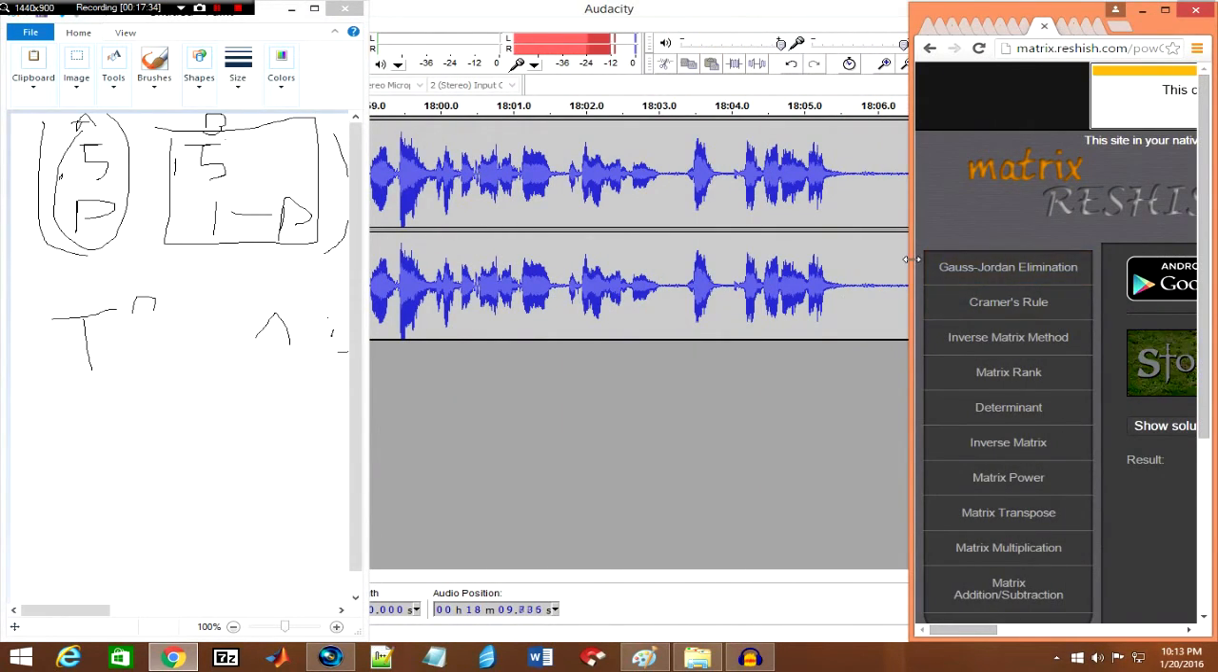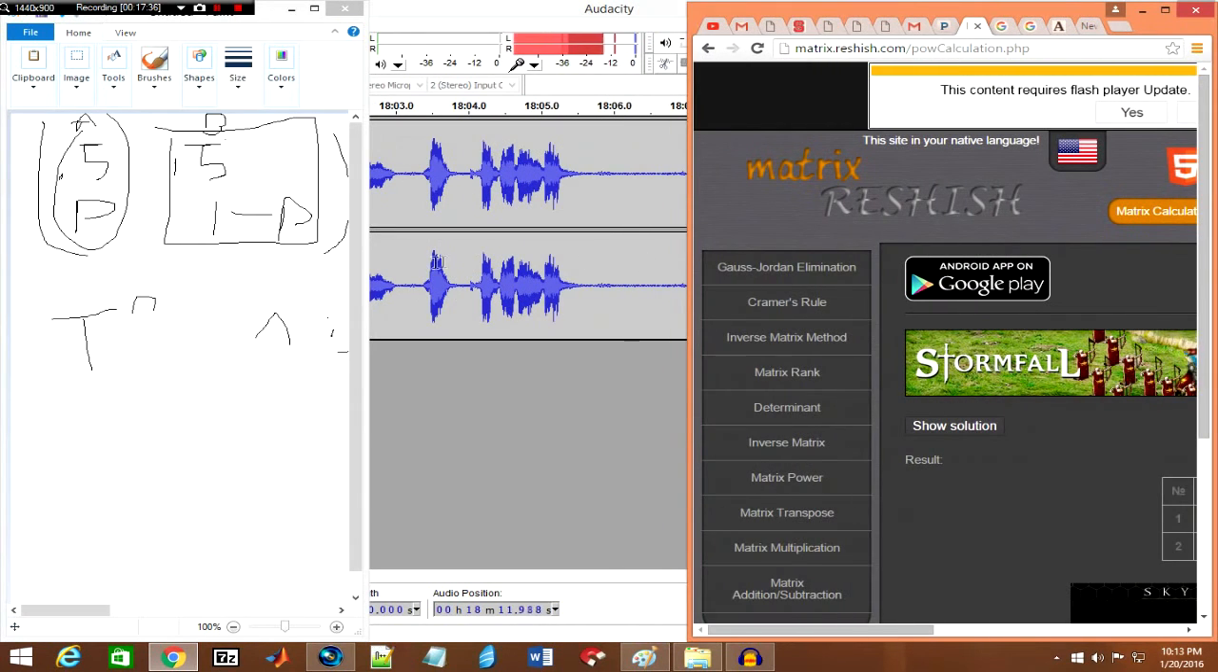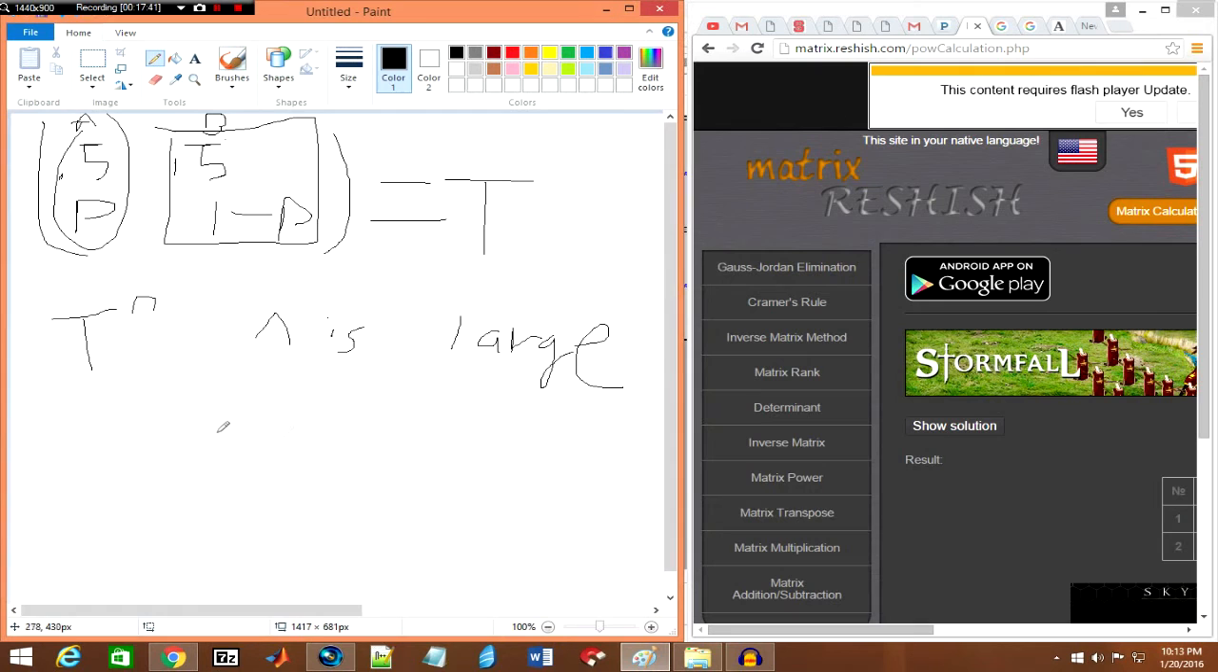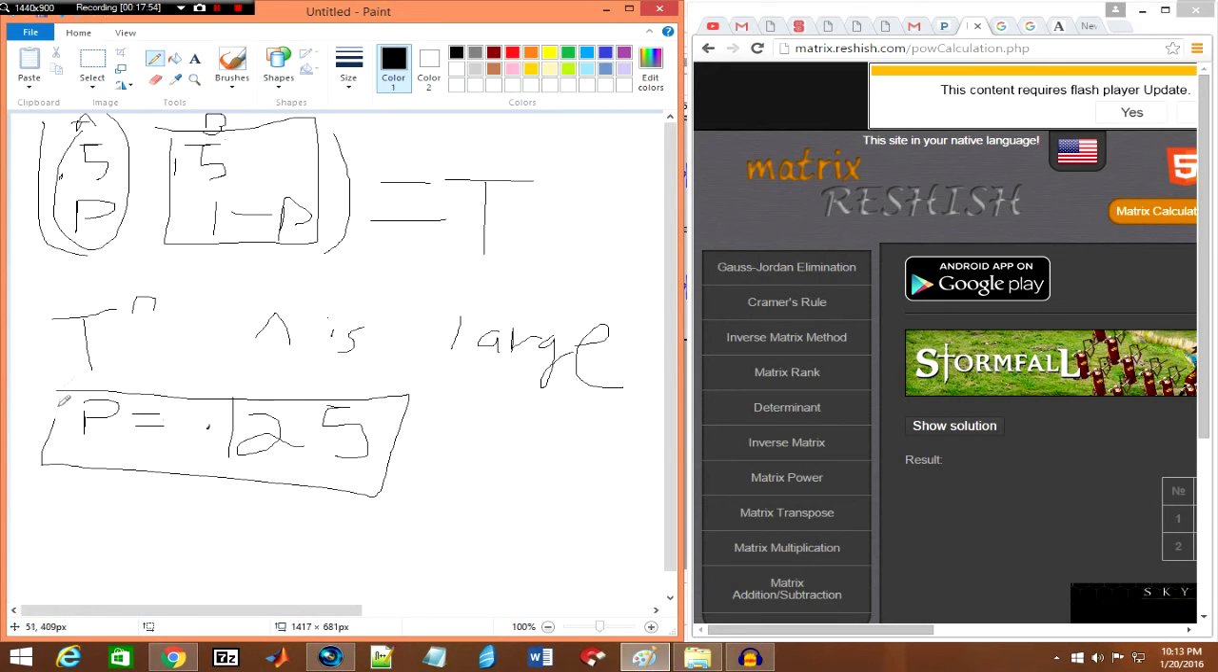Oh, damn, I didn't mean to do that much. All right, let's go right there. All right, so now we learned that P is equal to 0.125, which makes this 0.875, and that was our answer.